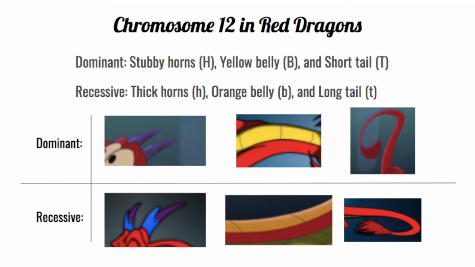Chromosome 12 in red dragons has 3 loci, which are horn length, belly color, and tail length. The dominant traits of these 3 loci are stubby horns, yellow belly, and short tail. The recessive ones are thick horns, orange belly, and long tail.